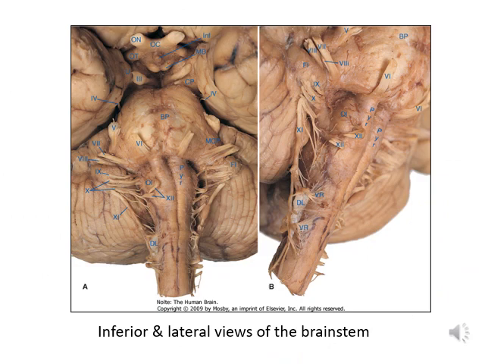This picture shows you the inferior and lateral view of the brainstem. On the left side, we look at the brainstem from the inferior view. From superior to inferior, it's the midbrain, the pons, and the medulla. And the right side is the lateral view of the brainstem. We look at it from the right side of the brainstem.